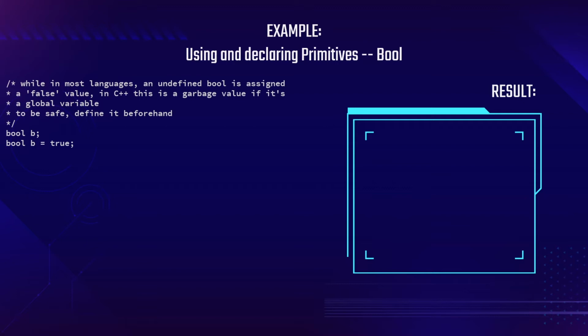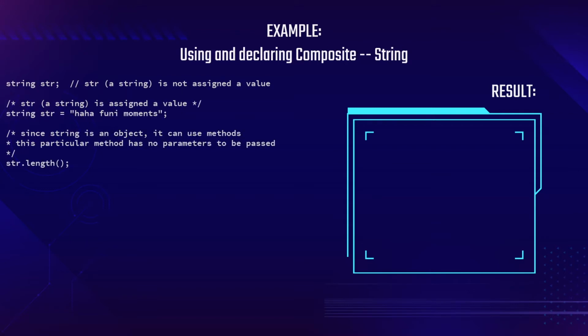Just a quick thing on that. In most languages, an undefined bool is going to be assigned a false value. It's true in C++, except if it's a global variable. If I were you, I would assign it beforehand, because if you're new, you're going to get confused, and it's not fun. So string, this is a composite type now.